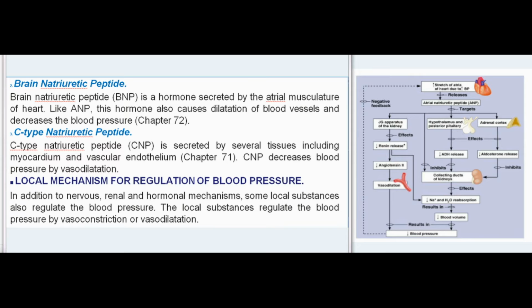CNP decreases blood pressure by vasodilatation. Local mechanism for regulation of blood pressure. In addition to nervous, renal, and hormonal mechanisms, some local substances also regulate the blood pressure. The local substances regulate the blood pressure by vasoconstriction or vasodilatation.